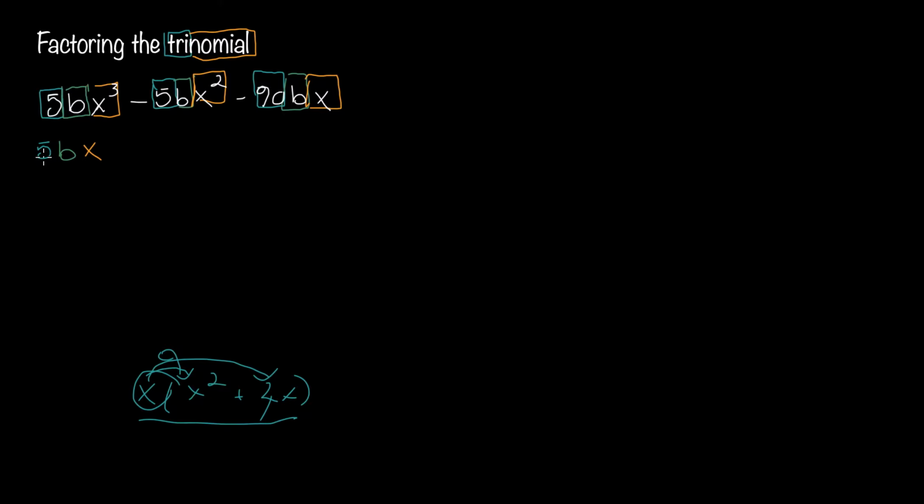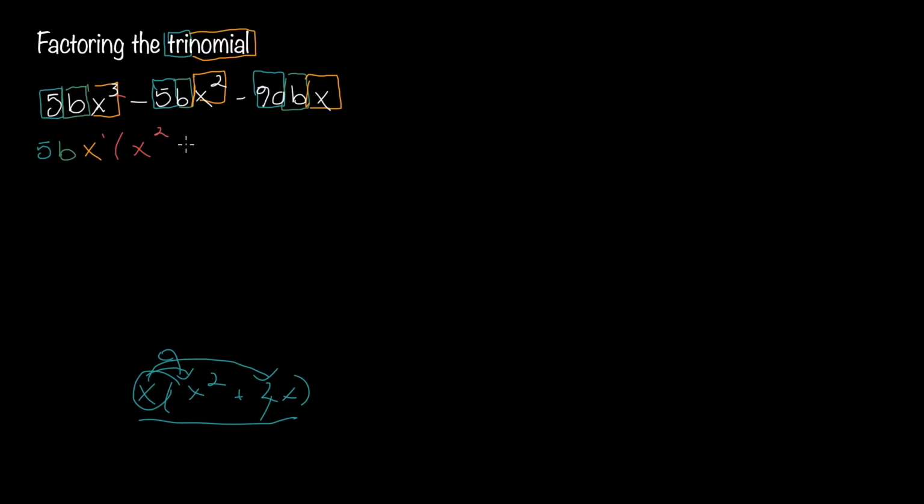So if we were to remove a 5, a b, and an x from the first term, well, 5 divided by 5 cancels out, and b divided by b cancels out, and x divided by an x, that would mean x to the first power. So in the first term, what we're going to get is x raised to the second power. Remember, when we multiply two numbers with the same base, we get to add the exponents. So we're going to get 1 plus 2, which is 3.